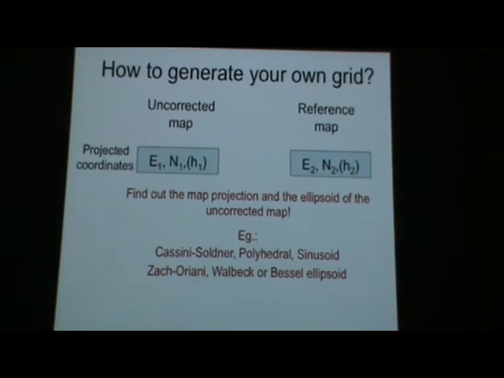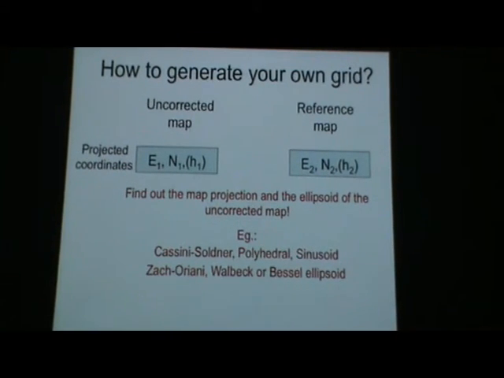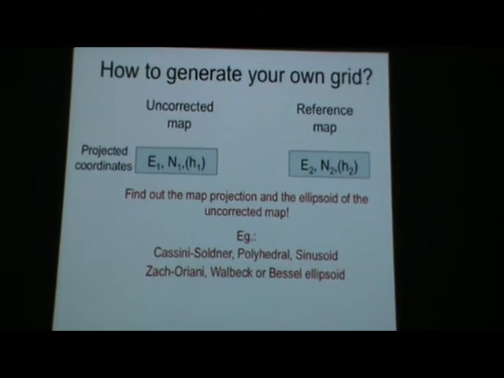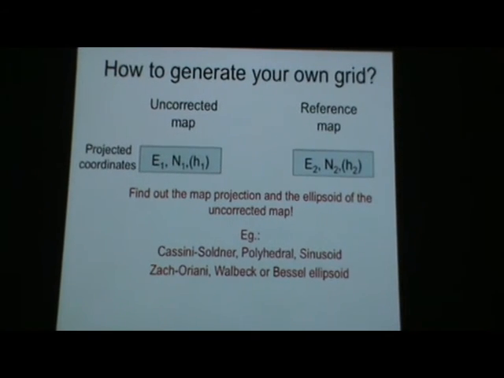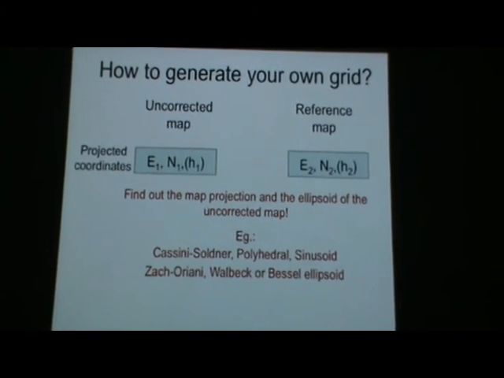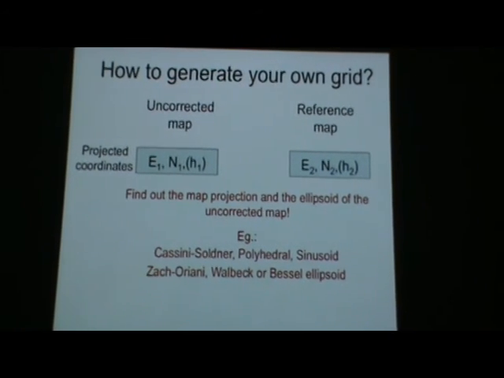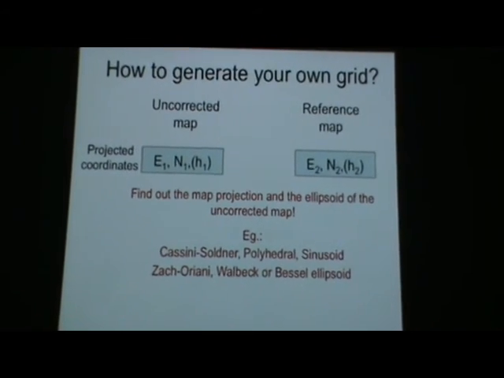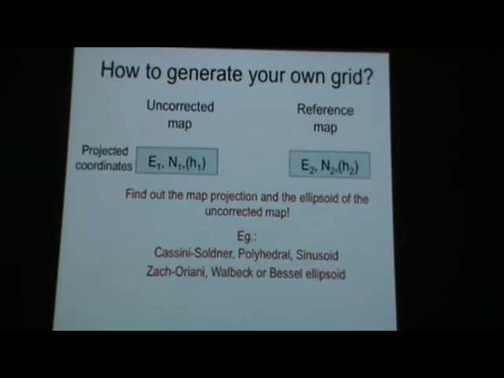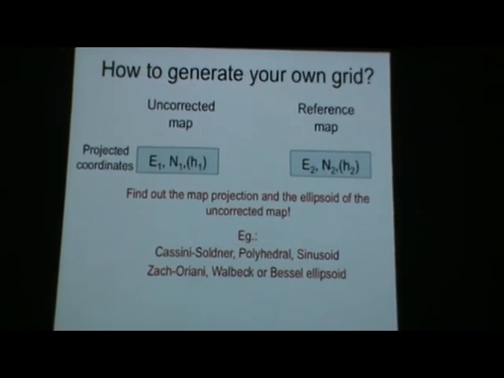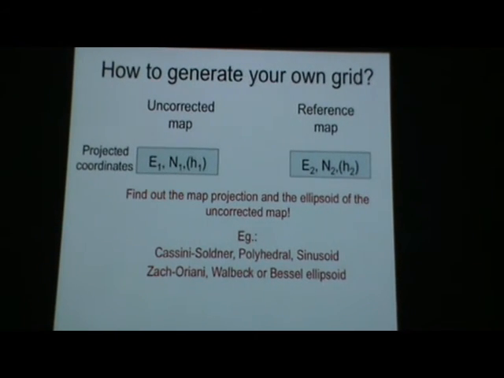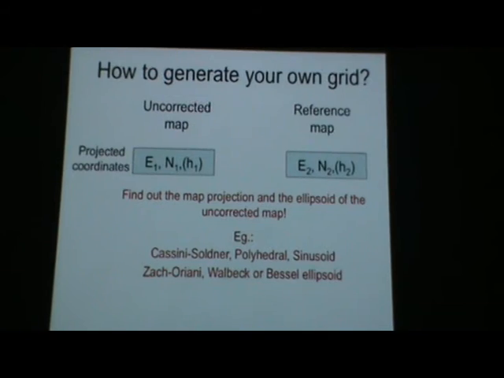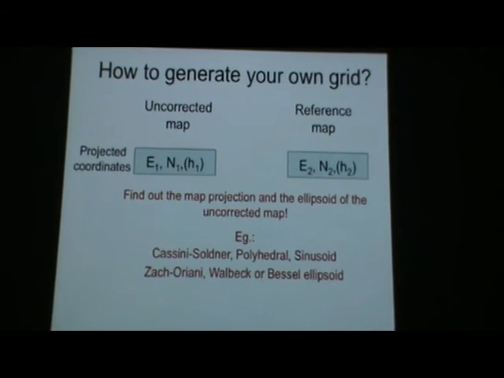You must find out somehow the map projection and ellipsoid of the uncorrected map. This requires some knowledge of old projection systems, or you go to the library and read old papers, or you ask us. This is another method. In the case of the Habsburg military mappings, the Cassini-Soldner and the polyhedral projections are used, and the ellipsoids are Zach, Oriani, Walbeck and Bessel ellipsoids.